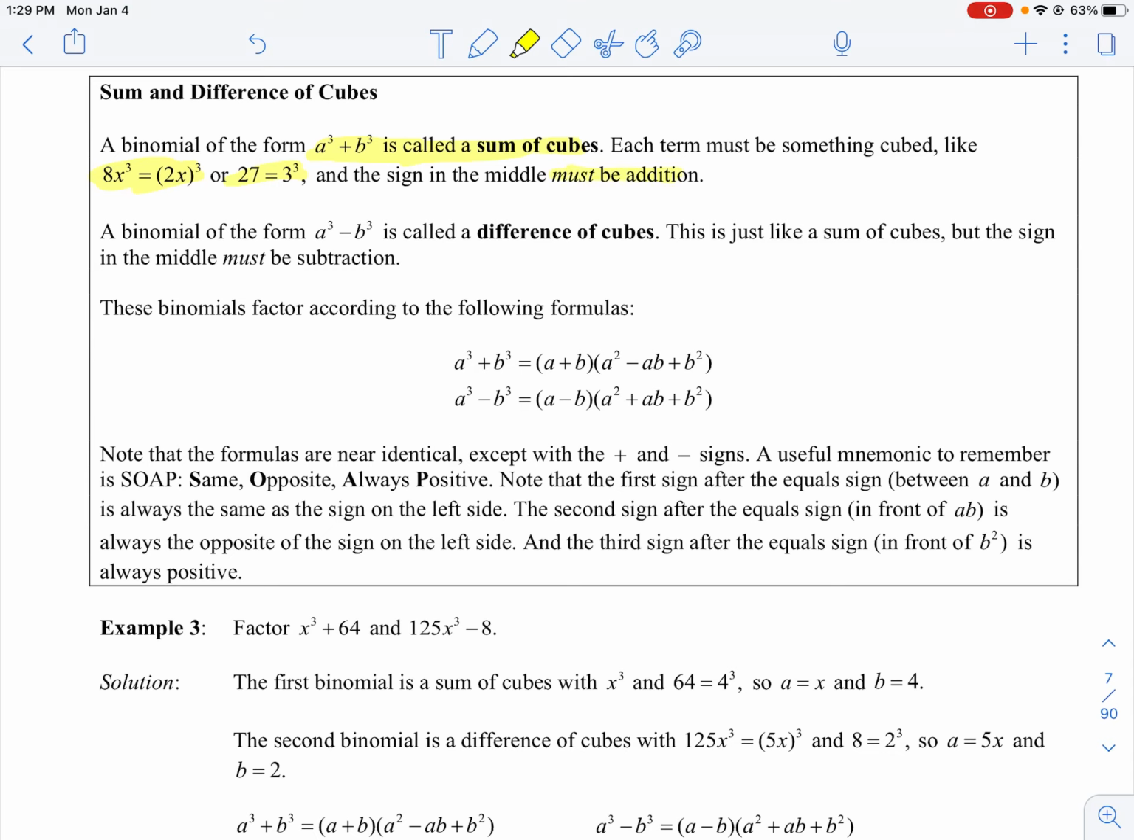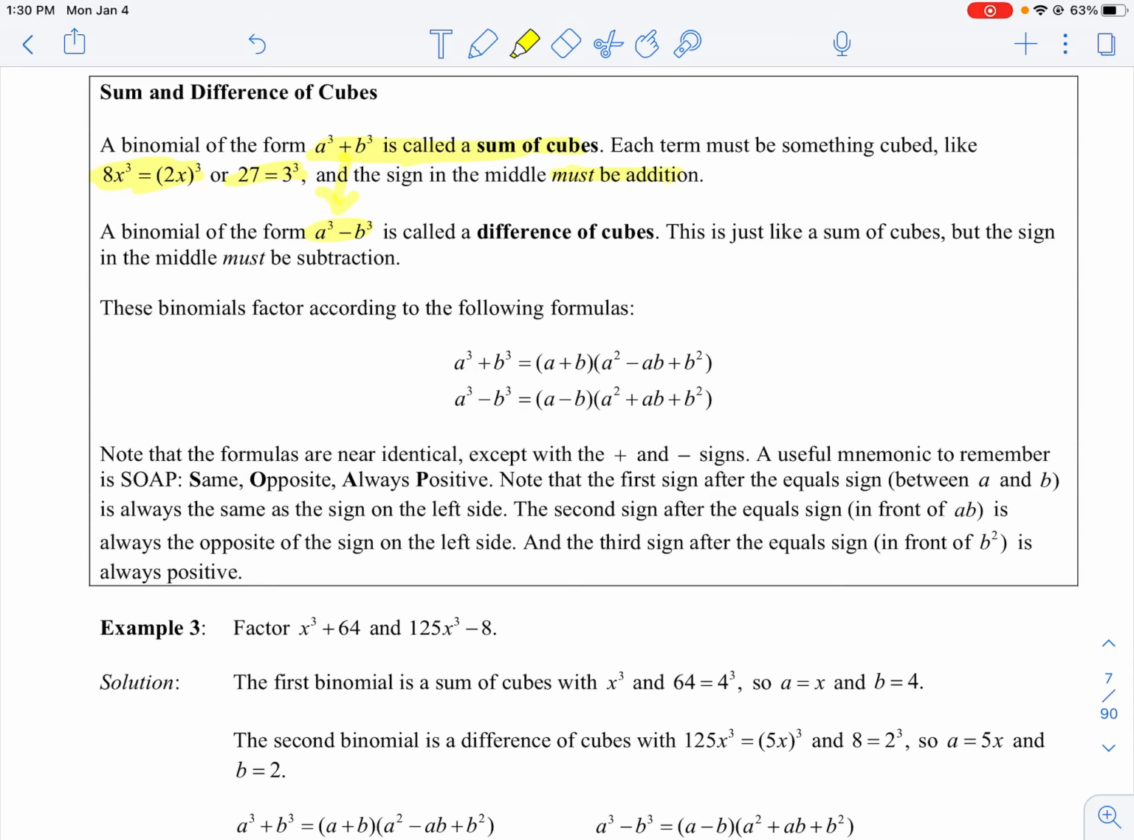A binomial in the form a cubed minus b cubed is the same as the one on the top. It's just that the sign in the middle is different. It's called the difference of cubes. This is like the sum of cubes, but the sign in the middle must be subtraction.